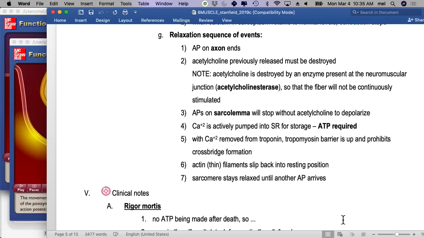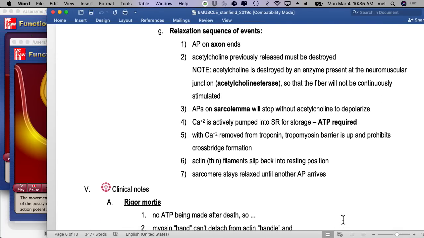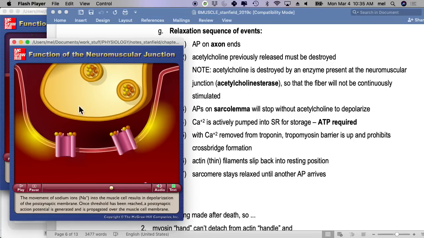So now I want to talk about relaxation. Now you need to understand how relaxation occurs so that you can understand a couple of different disorders. Okay, so the deal with relaxation is actually an active process. It actually requires ATP. So let's talk about how the big picture of relaxation is going to have to work.